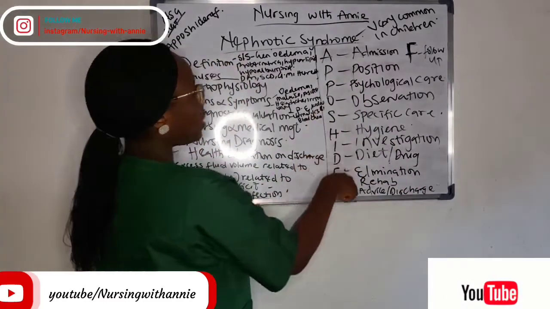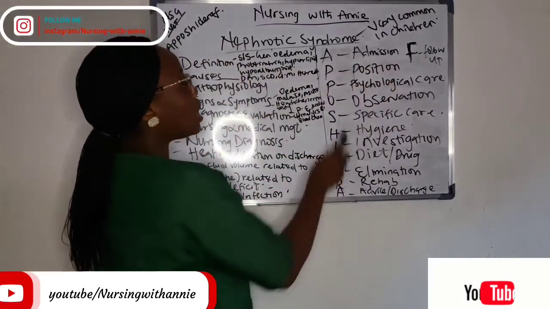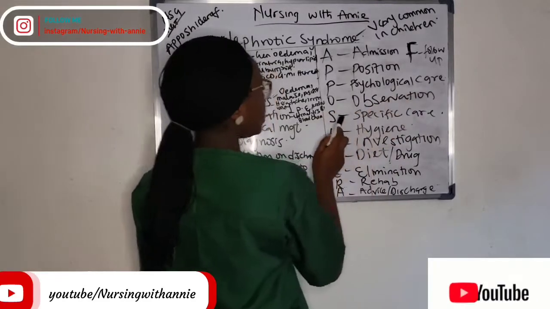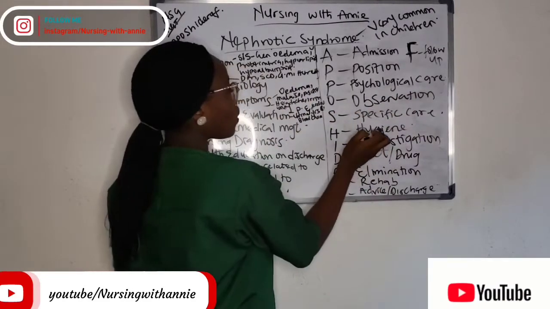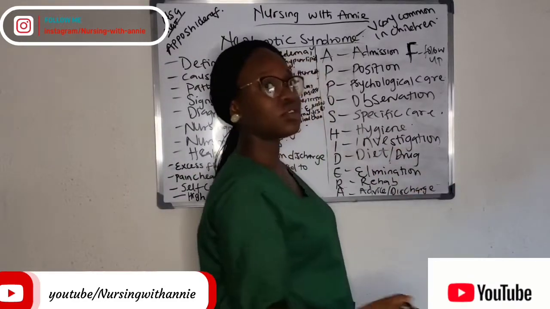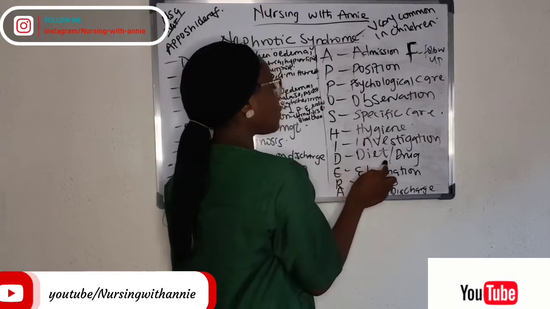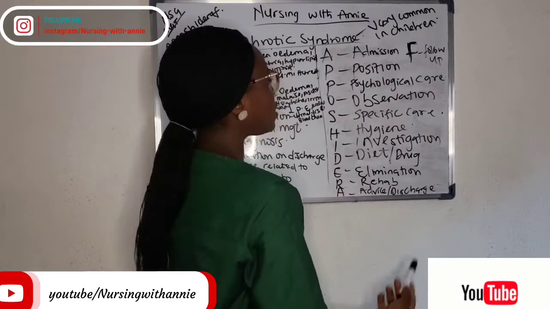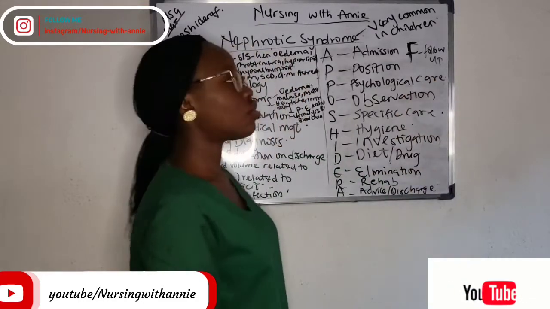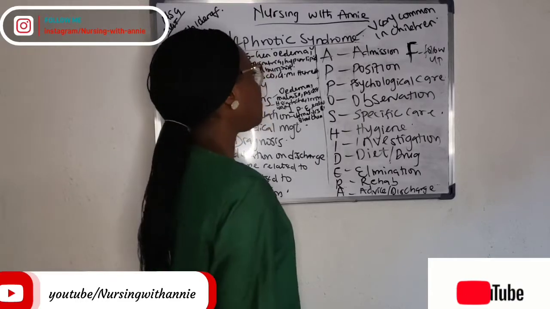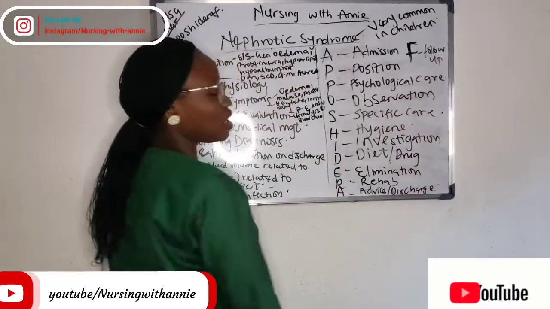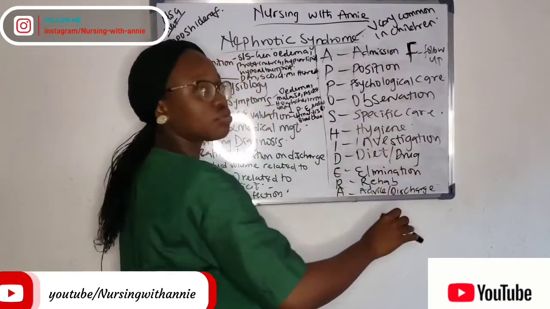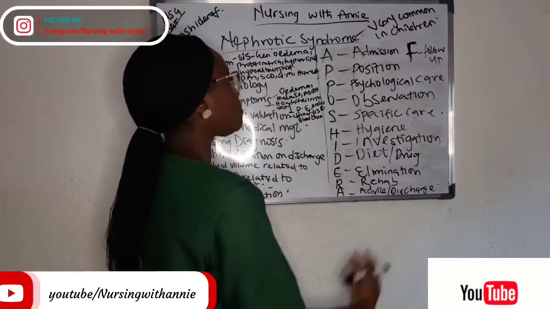So yeah, APOSHIDERAF: the A stands for admission, the P stands for position, the P stands for psychological care, the O stands for observation, the S stands for specific care, the H stands for hygiene, the I stands for investigation, that is diagnostic evaluation, the D stands for diet and drug, the E stands for elimination, R for rehabilitation, A for advice on discharge, and then F for follow-up. So if you're asked to write nursing management or nursing care, this is the acronym you should use to give you the full marks you are supposed to get. This will guide you on how to manage or care for a particular condition in a patient.